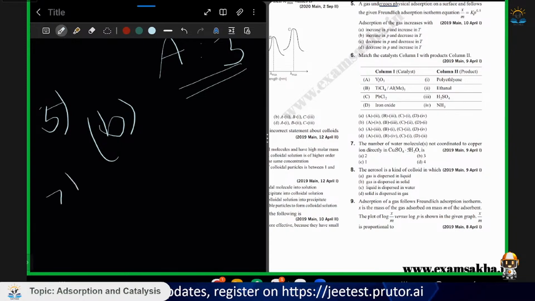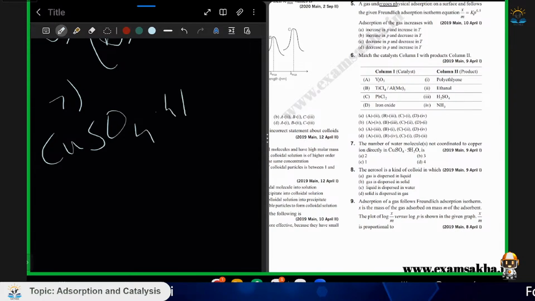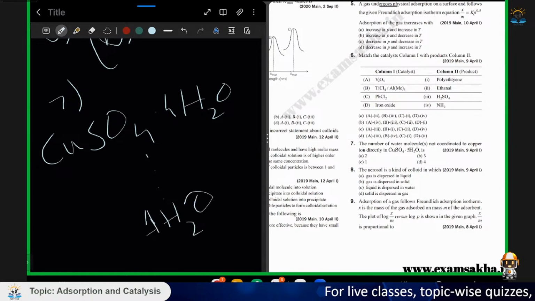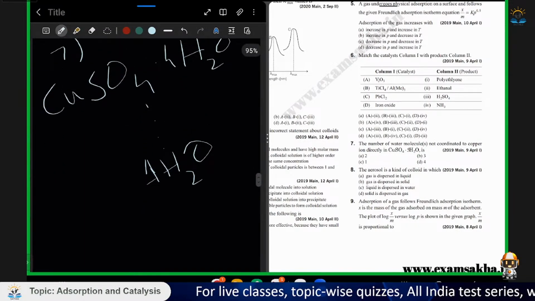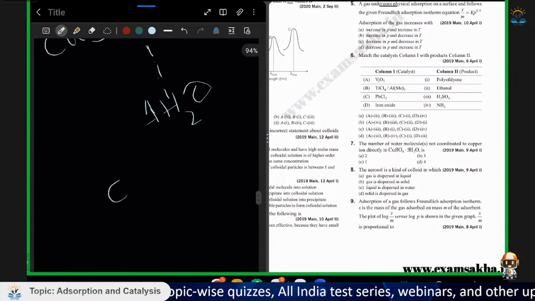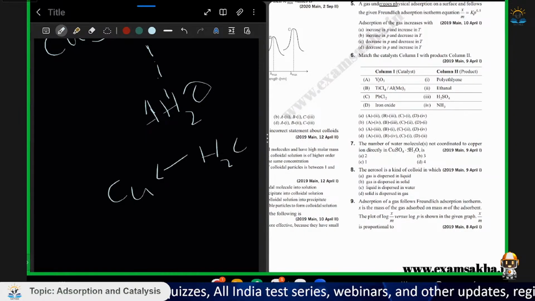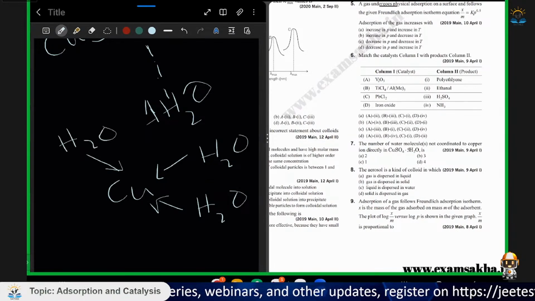Interesting question. Another cross question with coordination. See, CuSO4 dot 4H2O. One is hydrogen bonded. This is mentioned in chemical bonding. Your copper forms a complex with 4 H2O molecules in a square planar fashion.